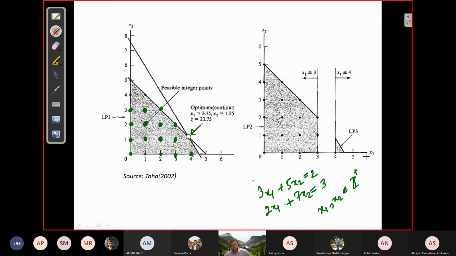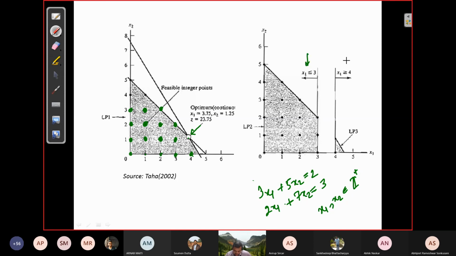But it starts like this. You solve an LP. When you solve this as an LP, you get this solution: X1 is 3.75, X2 is 1.25, and Z is this. Then you observe that you can branch on the X1 variable. So I add two constraints to the system. One is X1 less than or equal to 3, this one.